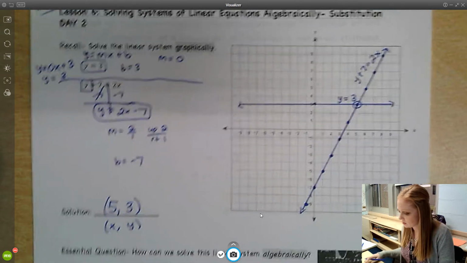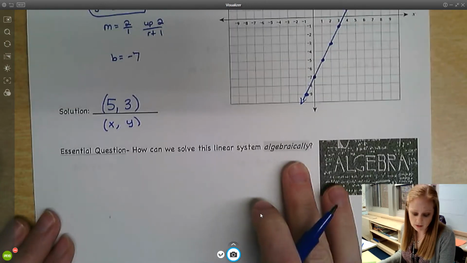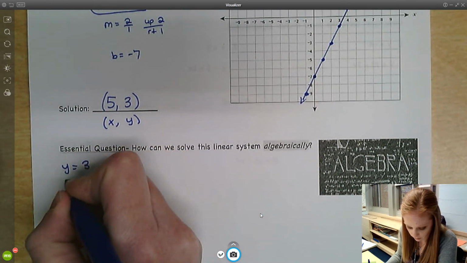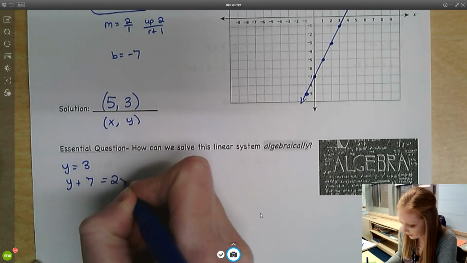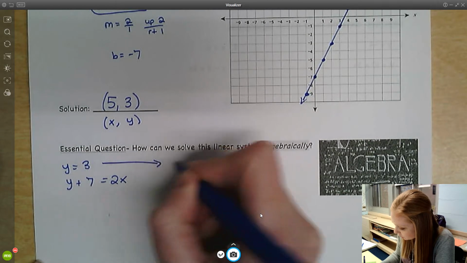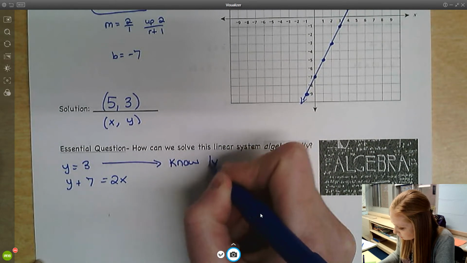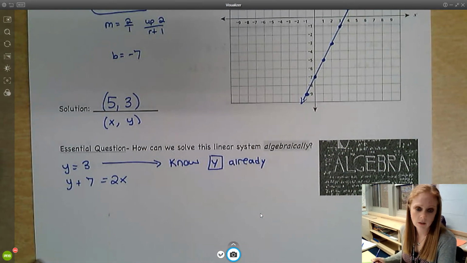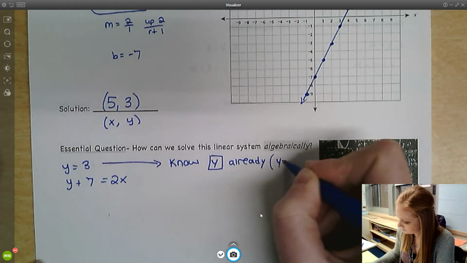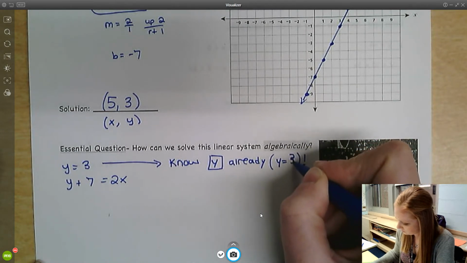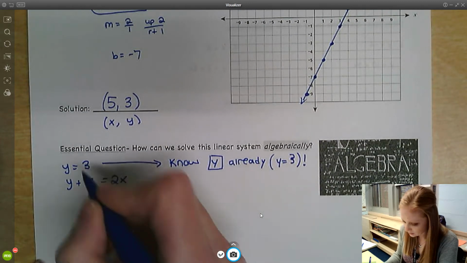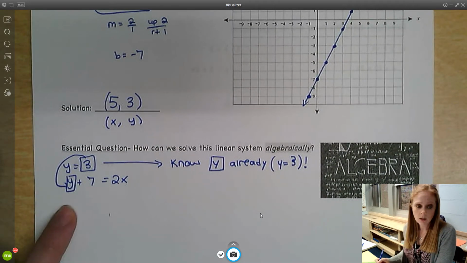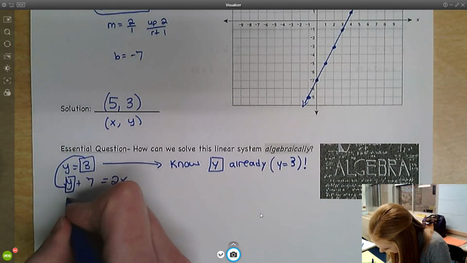Okay, now that we solved that system graphically, we want to look at how we can solve this system algebraically. That's the new information here. So I'm going to rewrite our two equations, y equals 3 and y plus 7 equals 2x. So if you look here, we know the y already. We know that y is 3. So we can take this 3 and we can plug it in for this y right here, because y is 3.